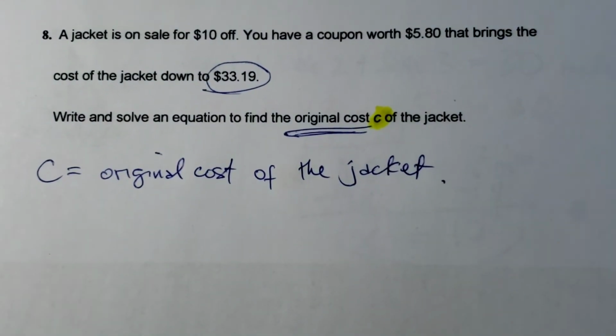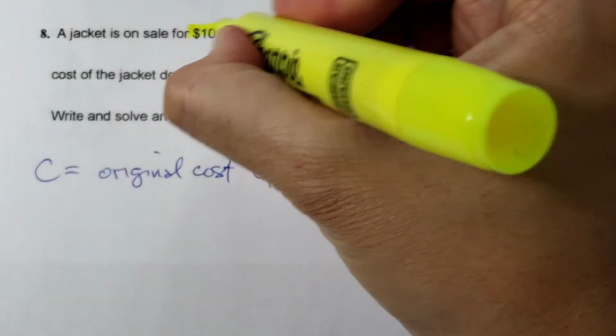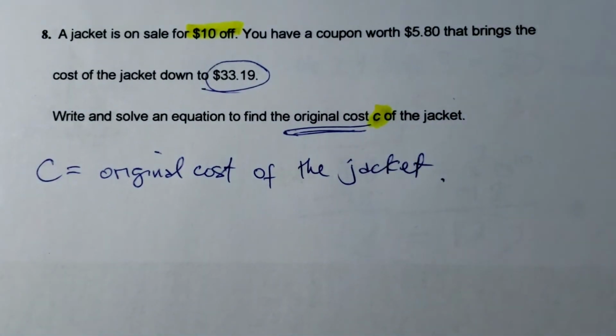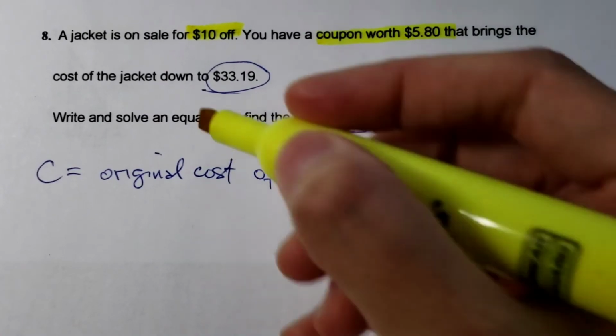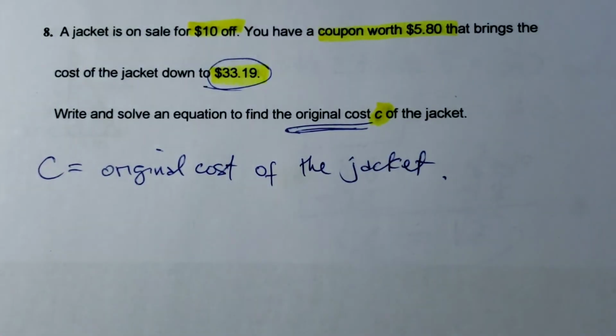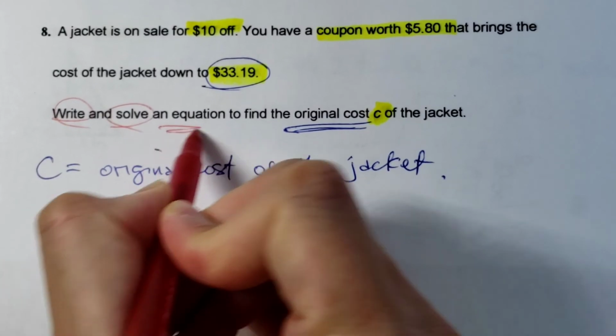Now, what do we know? We know that from the original cost, we took $10 off. And we also use a coupon worth $5.80. So a coupon is still a discount. So when we subtracted all those numbers, the jacket now costs $33, right? Because we have a very huge discount. Now, how do we write and solve an equation?